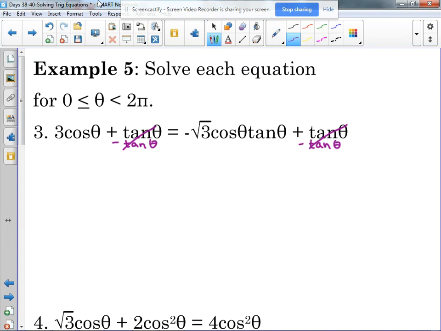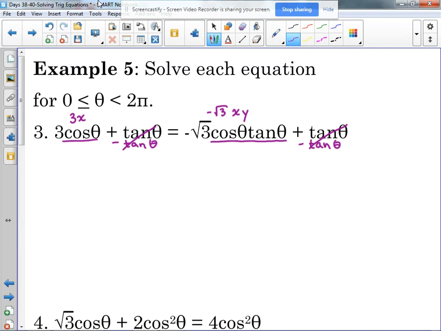Okay, but we still have cosine of theta, and we have cosine theta times tangent of theta. So those are definitely two different terms. Think of that, if you need to, kind of like a 3x and a negative square root 3xy. Okay, they're different trig functions, so they are different variables.